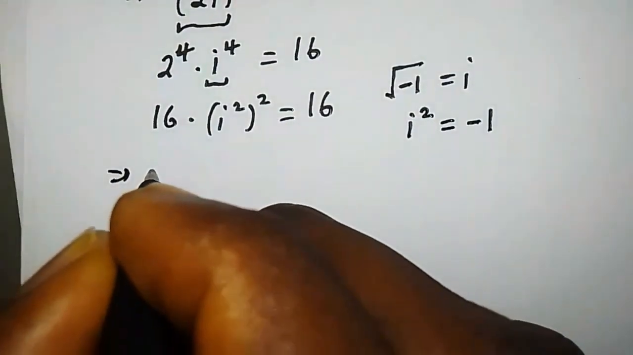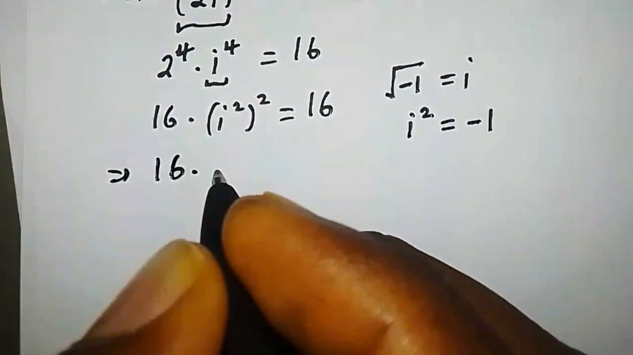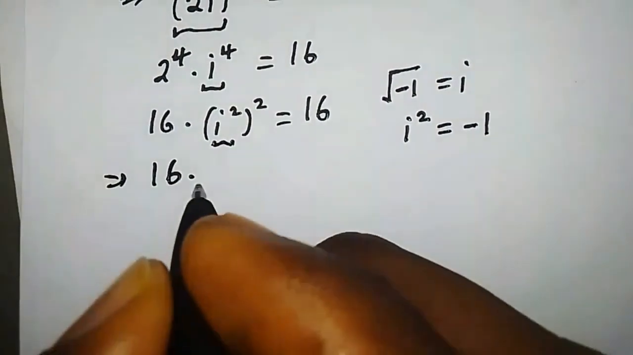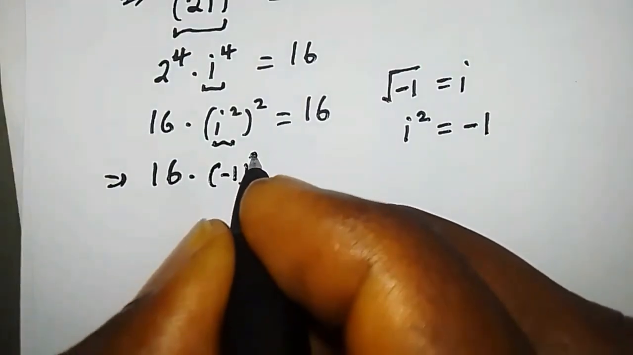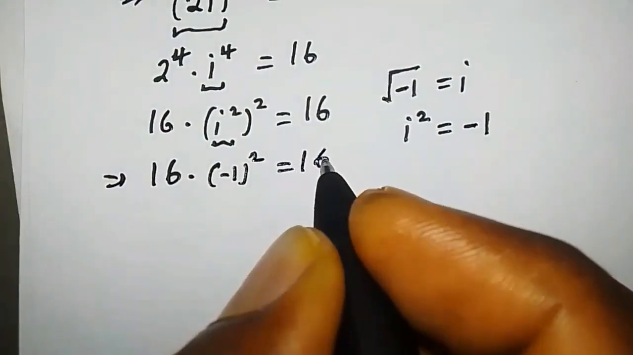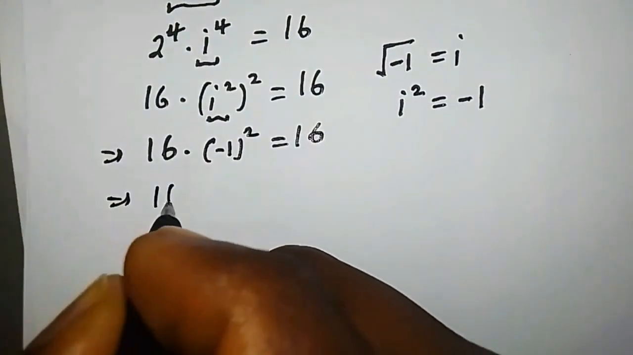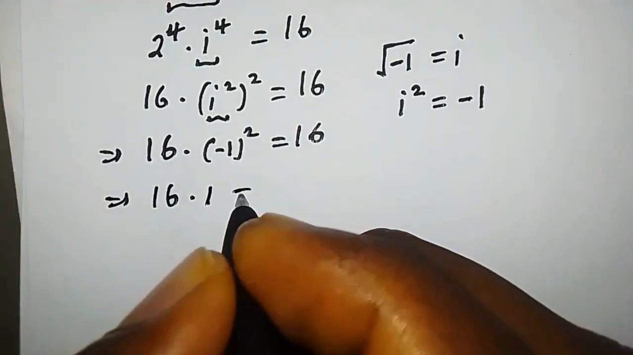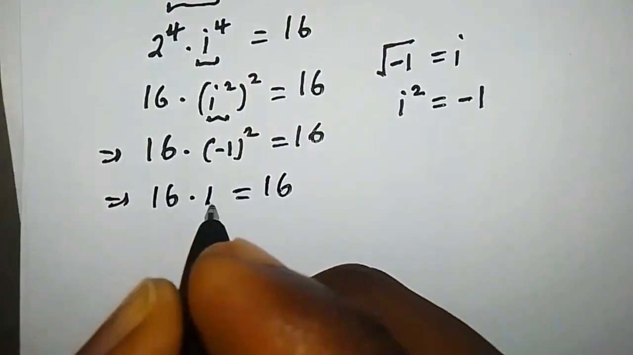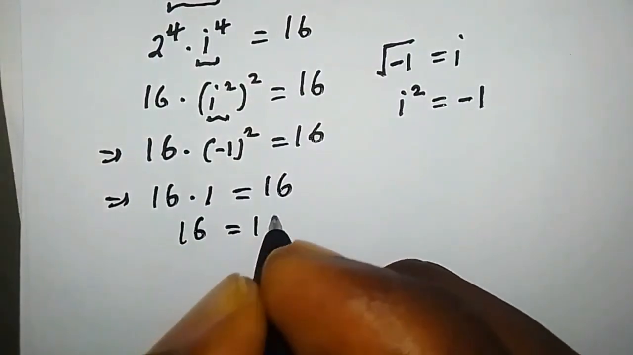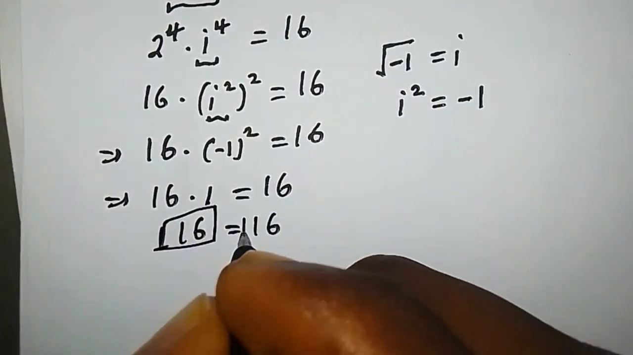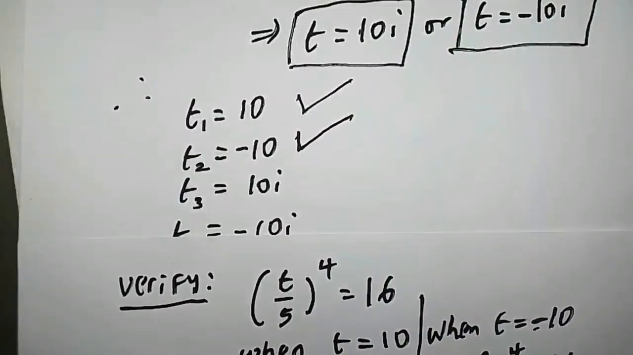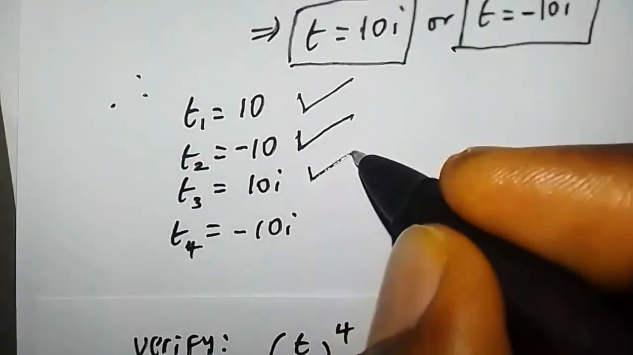So this implies that we have 16 times, in place of i squared, we write what? We write minus 1. So we have (minus 1) all squared equal to 16. This means that 16 times (minus 1) all squared is what? That is 1. 16 times 1, 16 equal to 16. The left hand side is also the same thing as the right hand side. That indicates the third answer that we got here is correct.